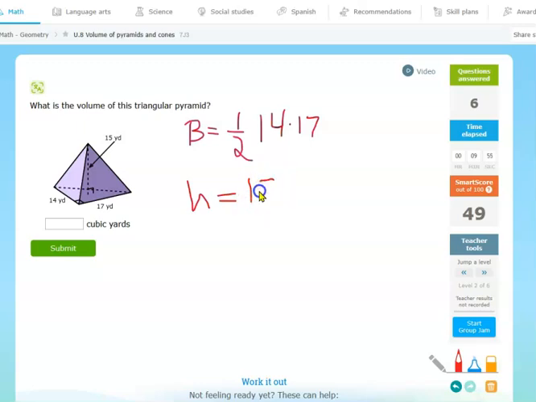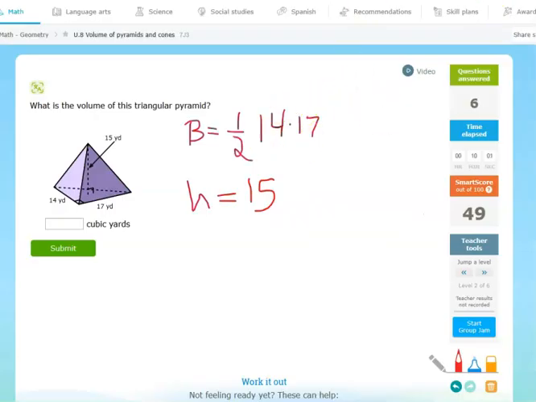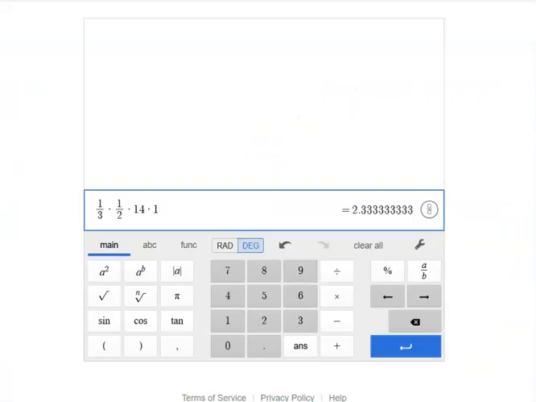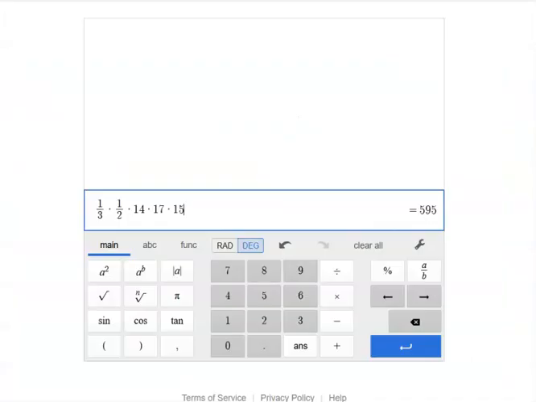It's a race against the clock. Can I do this? Let's go see. So 1/2 times 14 times 17 times the height of 15. Okay, so 1/3 times the area of the base, that's 1/2 times 14 times 17 times the height, which is 15. Answer is 595. All right, guys, good luck with this one.